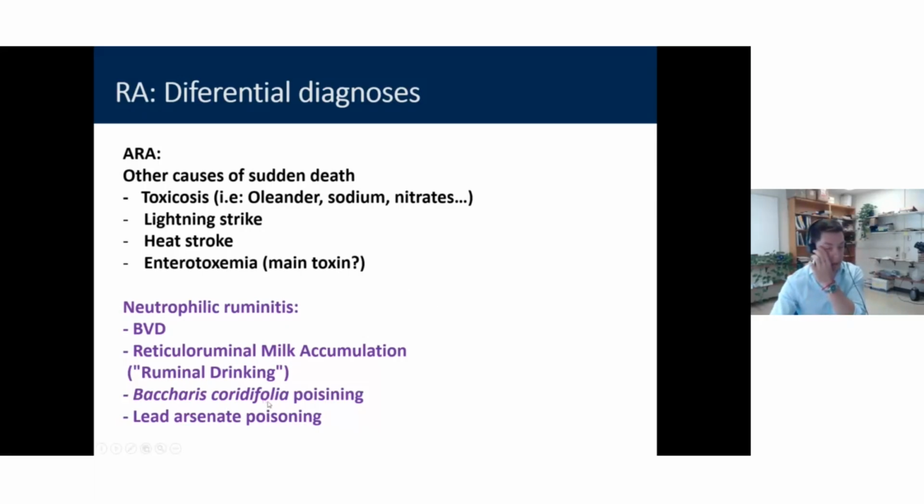Poisonous plants, like Baccharis, a plant that we don't have in the US, but is present in South America. I believe in Argentina it's still causing severe issues, especially in the Northeast. But it's also present in Brazil and other areas of South America. And lead arsenate poisoning can also cause neutrophilic ruminitis. So keep this in mind when you're dealing with these lesions, because we definitely want to consider ruminal acidosis, but it can be other entities as well.